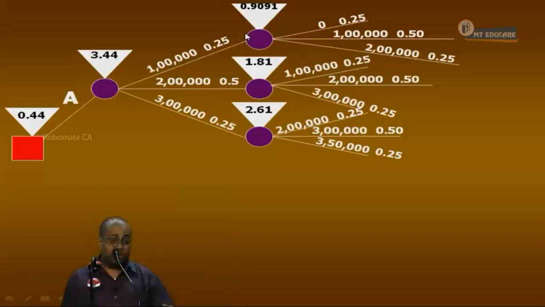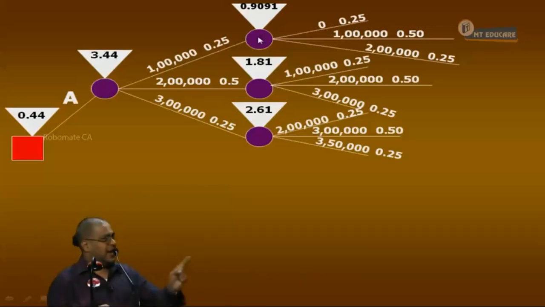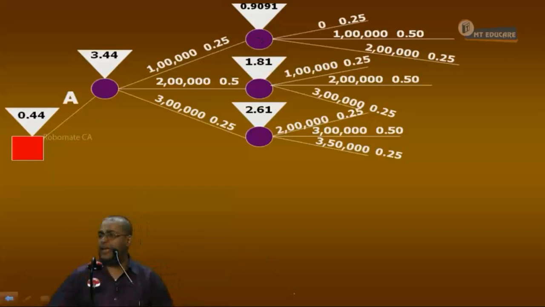Will I continue or discontinue? If the benefit is more by continuing, I will continue. If the benefit is more by discontinuing, I will discontinue. Yes or no? When I discontinue, the benefit is certain. How much is it? 1,50,000. Now tell me, 90,910 better or 1,50,000 better? 1,50,000 is better. So when the first year cash flow happens to be 1 lakh, I will not go for the second year. I'll abandon at the end of the first year and get 1,50,000 there instead of 90,910.